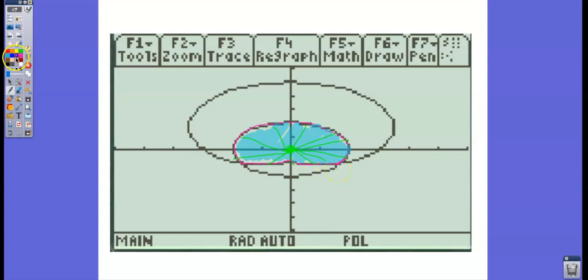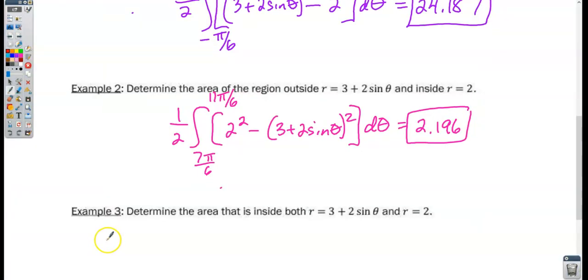So starting here and going around, we're going to have one integral. And then starting here and going around, we're going to have another. All right, so that's negative pi over 6 to 7 pi over 6 inside of the circle. So we've got 1/2 integral from negative pi over 6 to 7 pi over 6 inside of the circle.